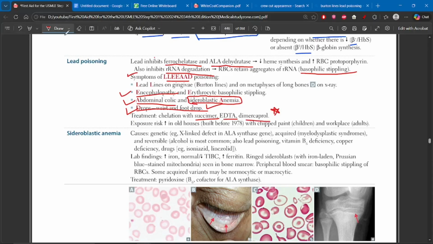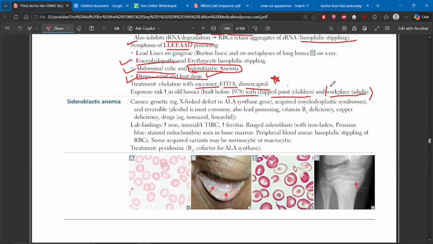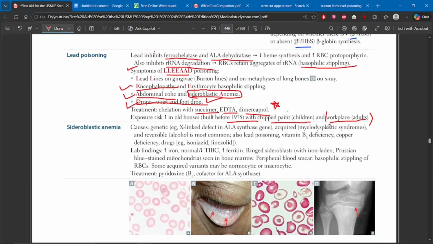So a particular point that you must remember is that the exposure is increased in old houses built before 1978 with chipped paint and the workplace. So they don't usually mention the chipped paint nowadays. They don't mention that because it's been used quite a lot, but they can mention workplace as adults. So they could mention these possible symptoms. They are commonly appearing in an adult, and they could mention that he is working in an old office. So that's how you could get an idea that this is a lead poisoning question.